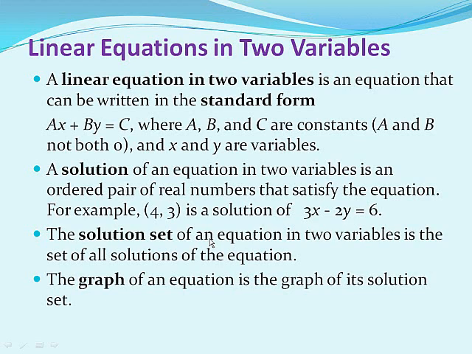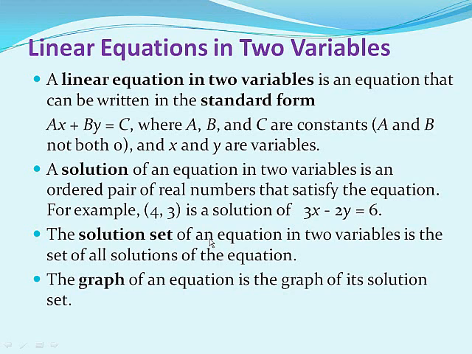Linear equations in two variables. A linear equation in two variables is an equation that can be written in the standard form ax plus by equal to c, where a, b, c are constants, a and b are not both 0 at the same time, x and y are the variables.